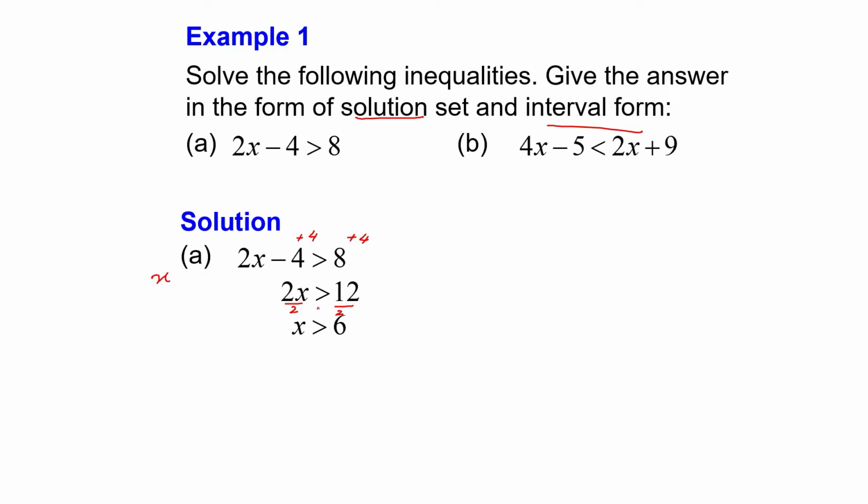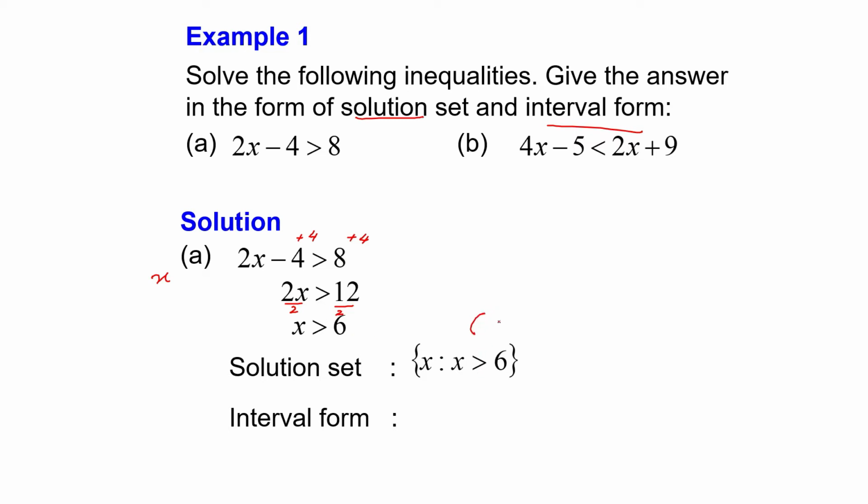But how to write your answer in terms of solution set? It's like that. Then interval form is just looking at the sign here. There's no equal, so remember, when there's no equal, it's going to be a round bracket, and then write number 6 because it's going to the right, so positive infinity must be on the right.